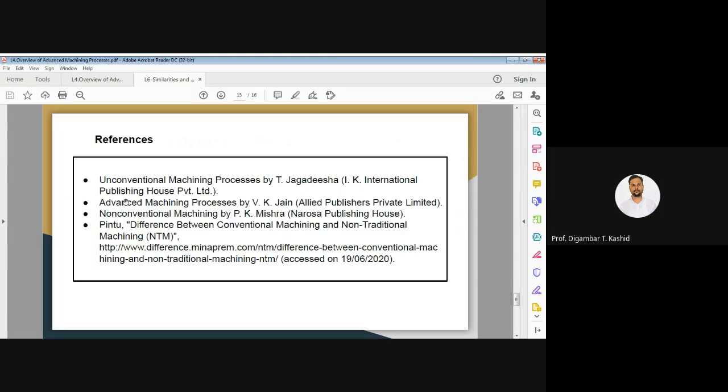So this is the comparison between conventional and non-conventional machining. Here I have mentioned some reference books also. You can use the Advanced Machining Processes book, or Unconventional Machining Processes by T. Jagdesha, or Non-conventional Machining by P. K. Mishra. All these three books or hard copies are available in the market.